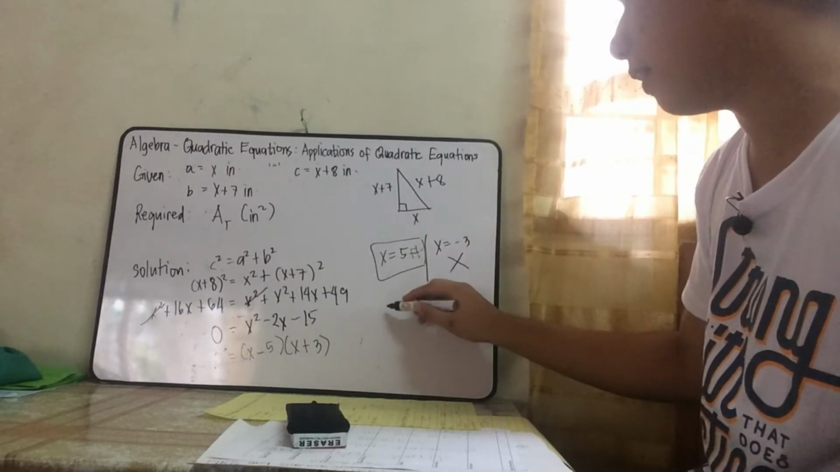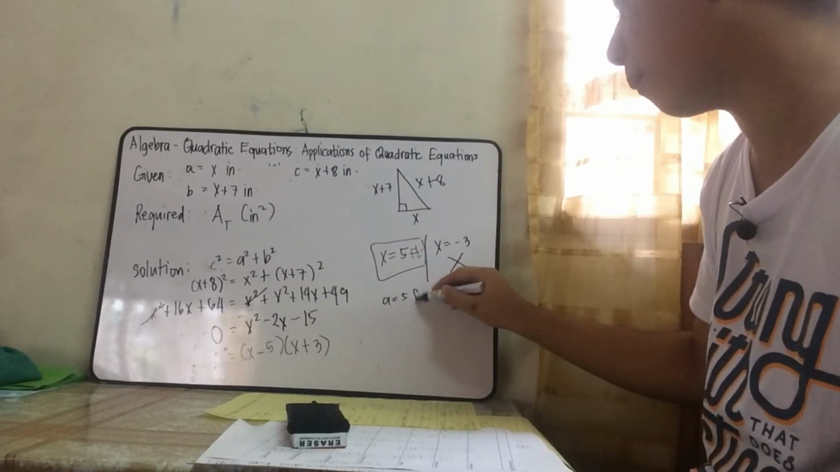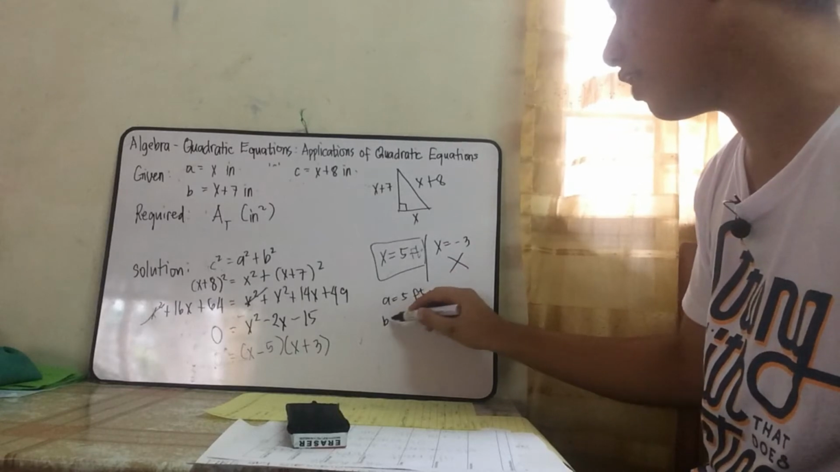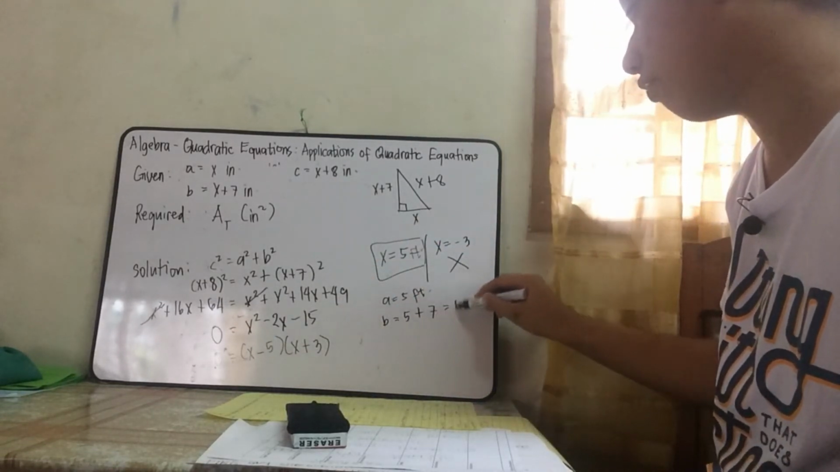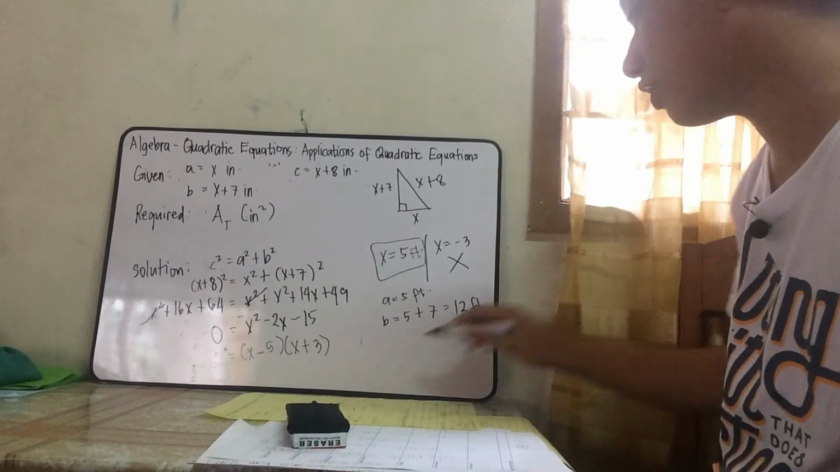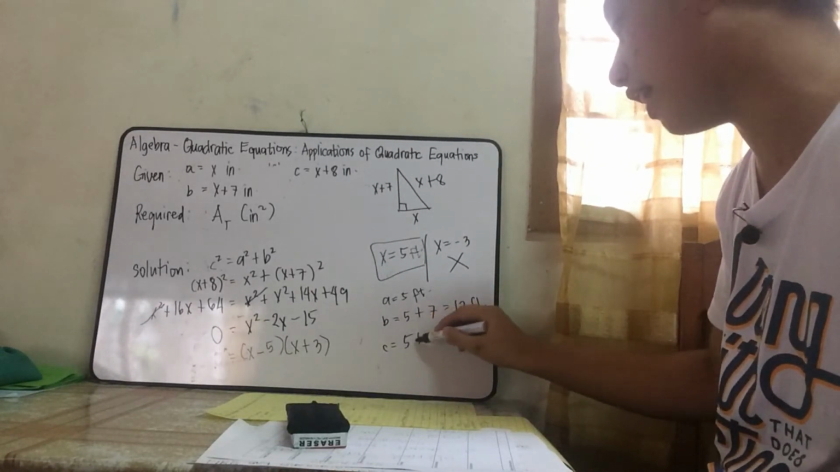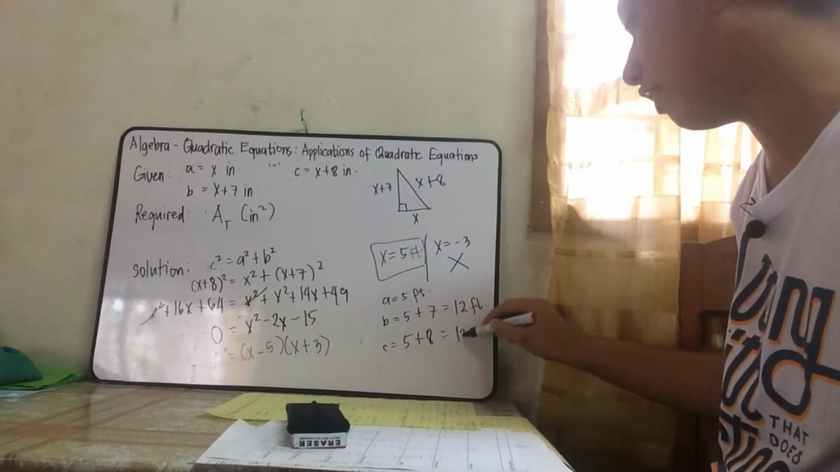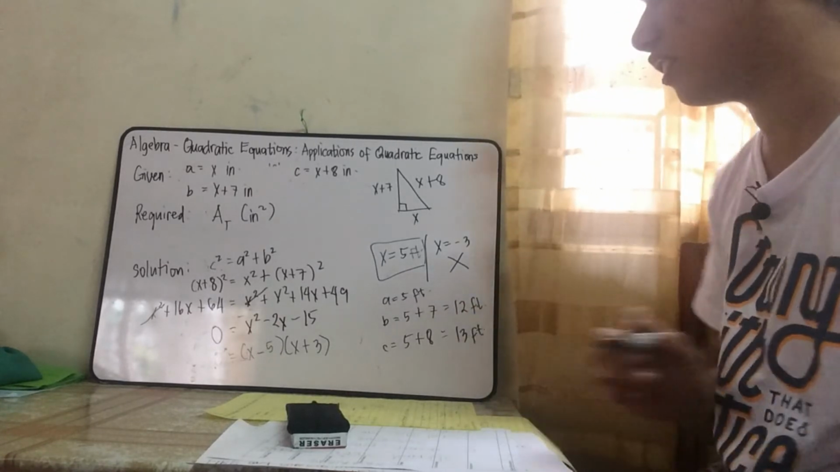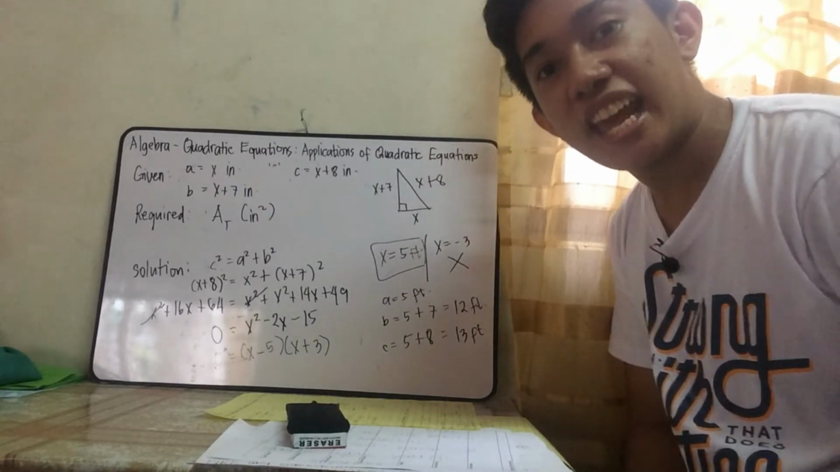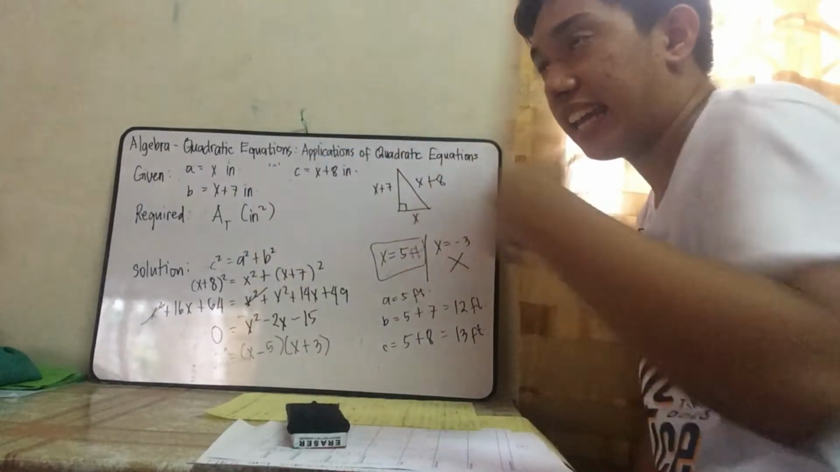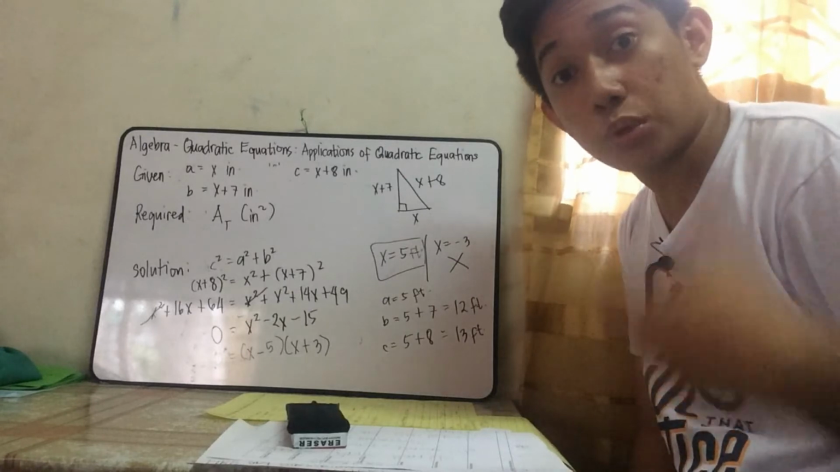So, in order to find, so A is 5 feet, B is 5 plus 7 is equal to 12 feet, and for C, we have 5 plus 8 is equal to 13 feet. Now, is this our final answer? No, hindi po yan final answer natin kasi ang tinatanong natin is area. Ang tinanong sa atin is area. So, we will solve the area.